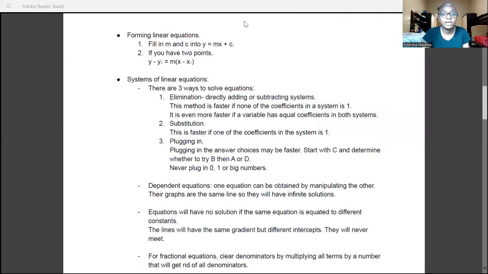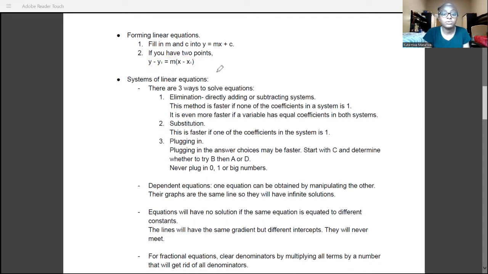Okay, so at times you'll be required to also form a linear equation. In that case, there are two techniques that you can use to find the equation of a line. The first one is by plugging in. You looked at the general form of the equation of a line, y is equal to mx plus c. So if you can find your gradient and your y-intercept, you just need to put them where m is and where c is respectively. And if you have 2 points on the line, this is an equation that you can use. This is actually the gradient formula.